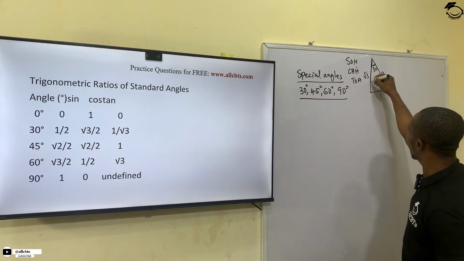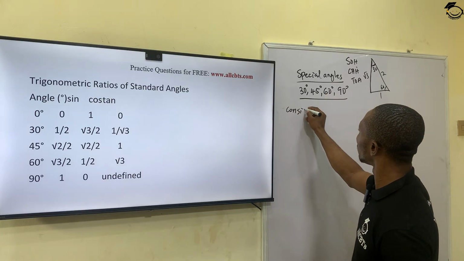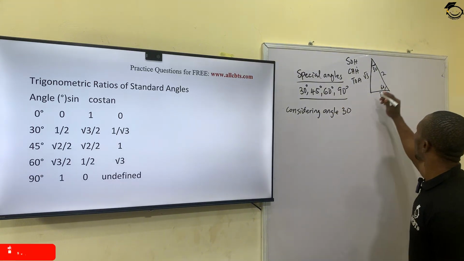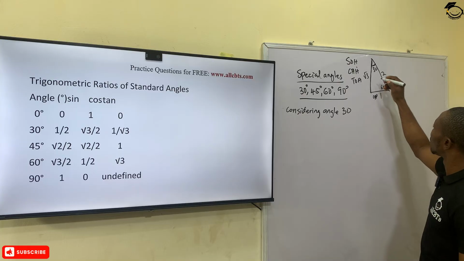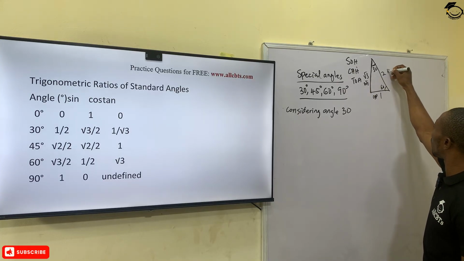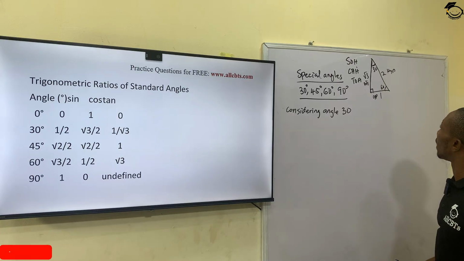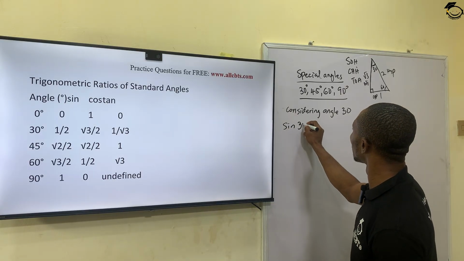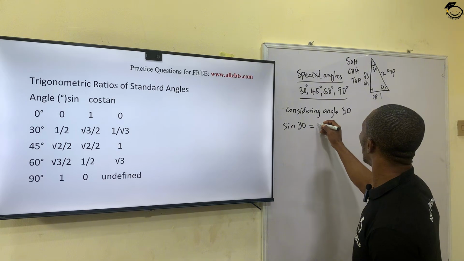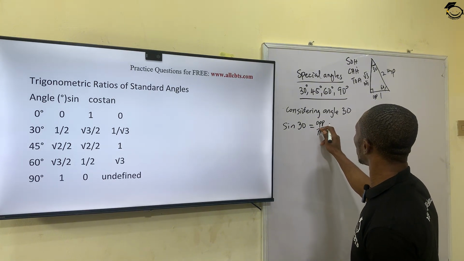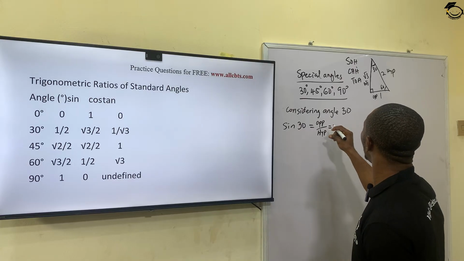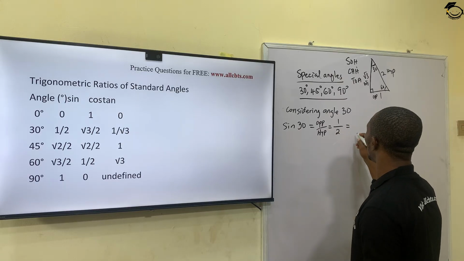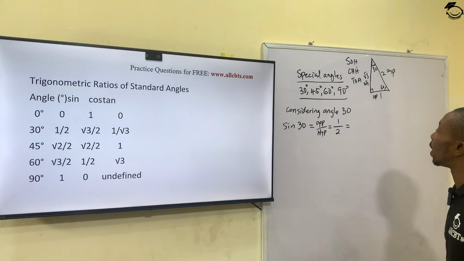Considering angle 30 here, this will be our opposite, this will be our adjacent, and this will be our hypotenuse. All right. Now, so we have sine 30 equals opposite over hypotenuse, which gives us our opposite is 1 all over hypotenuse, which is 2. Okay, so our sine 30 gives us 1 over 2.